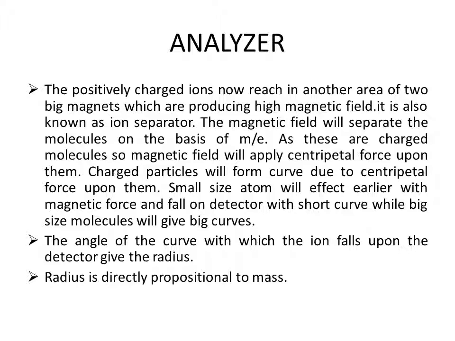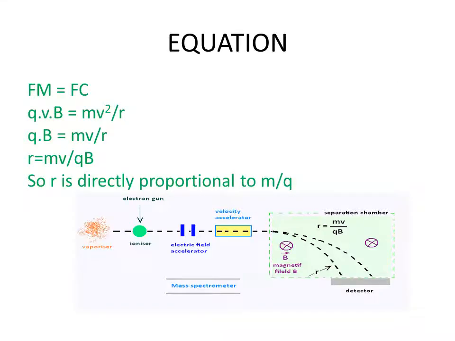Now the curve with which the ion falls upon the detector gives us the radius. If we get the radius, we will get the mass. Here is some simple and little equation for you so that you can understand how radius is related to mass and how they equalize each other.